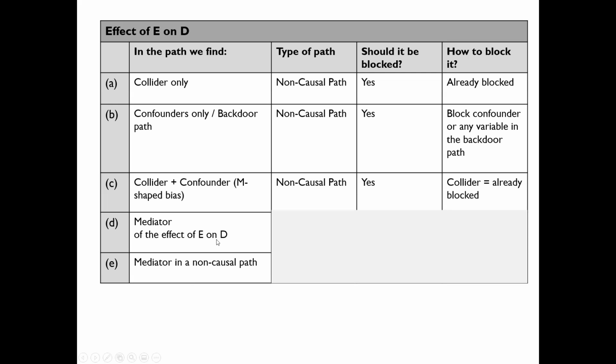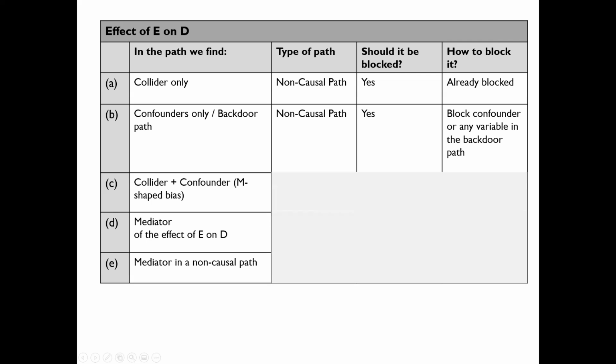I remember last time someone asked me about a mediator that wasn't directly linked to the exposure and the outcome. Here we're talking about the mediator of the effect of E on D. Is it a causal or non-causal path? It's causal. Should it be blocked, and how should I block it? No, we should not block it. Perfect. We should not block it unless we want to see the direct effect. Now here, a mediator in a non-causal path.